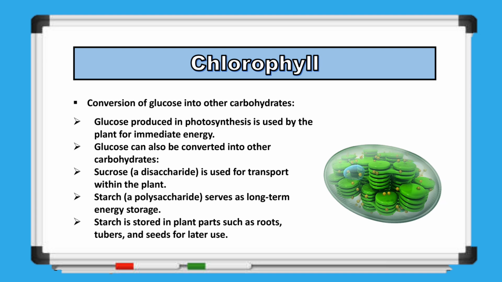Another common transformation is into starch, which is a polysaccharide. Unlike sucrose, starch is not for transport but for storage. It allows the plant to save energy for later use. Starch is stored in different parts of the plant, such as roots, tubers, and seeds. These storage areas act like energy reserves that the plant can draw on during times when photosynthesis isn't happening, like at night or in the winter.